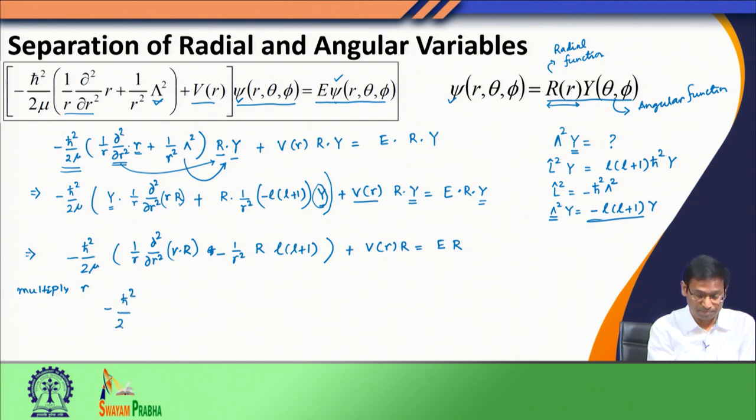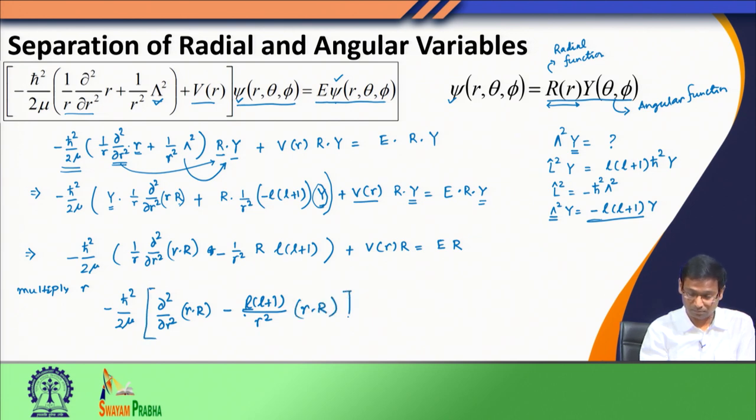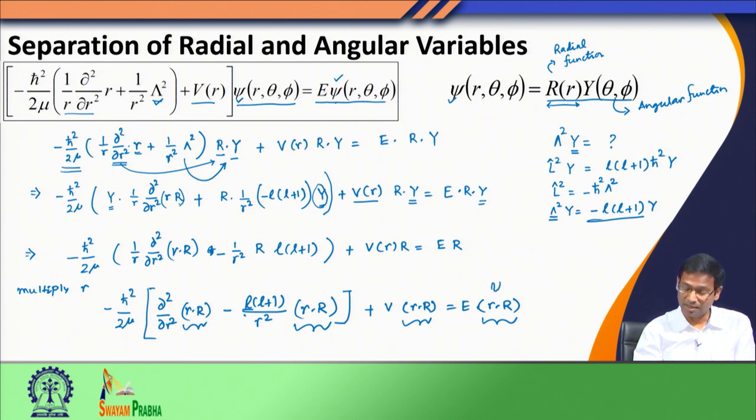So, that will give me, when I multiply R on the left hand side here, this R cancels out, and what I have is R dot R minus L into L plus 1 divided by R square R dot R plus V R dot R equals E R dot R. In each term I have this small r dot capital R. I define a new name for this. I see this is U of R.